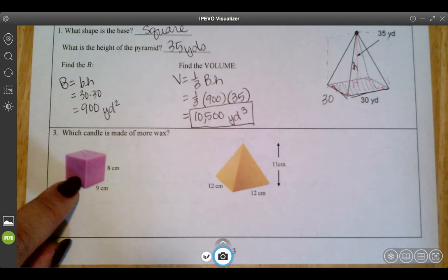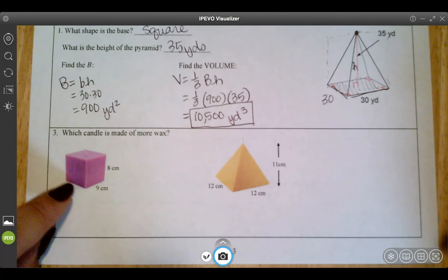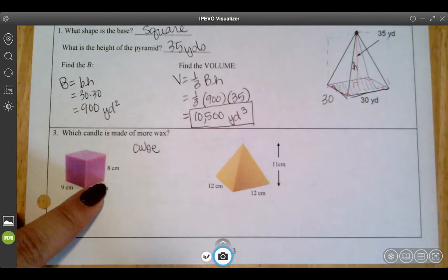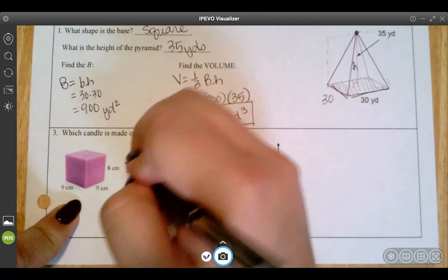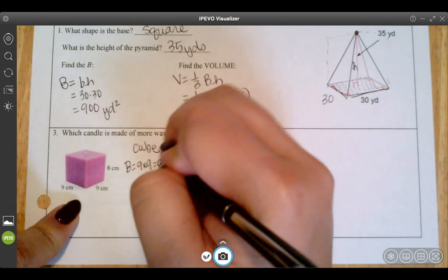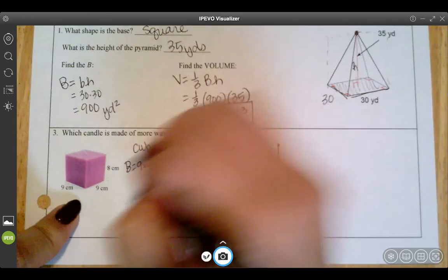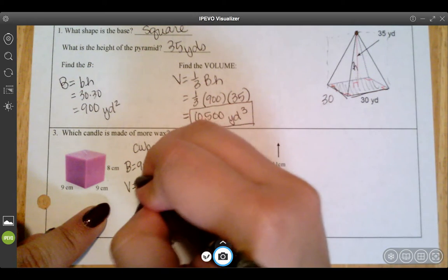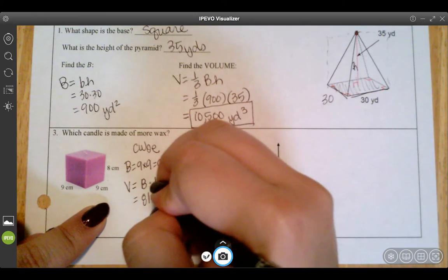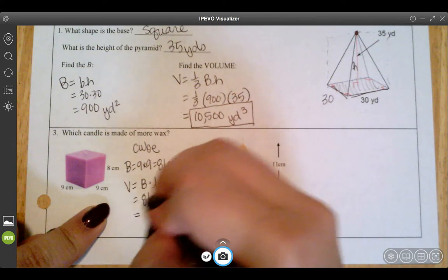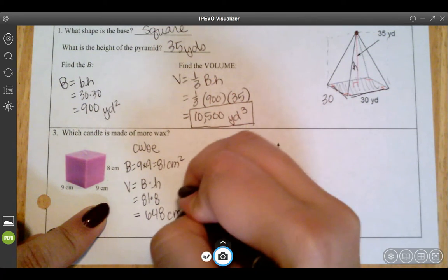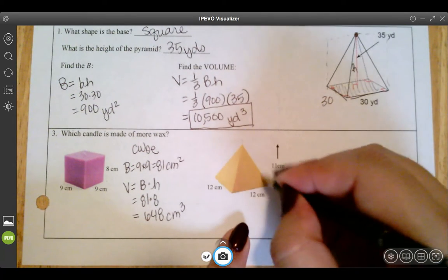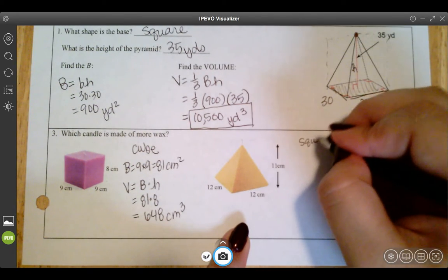So our first candle here is a prism. I can say my base is 9 by 9, so it's a square prism, also known as a cube. And so I'm going to find the base, which is 9 times 9. That's 81 square centimeter base. To find the volume, it's flat on the top, so this is not a 1/3. This is a base times height. So that's 81 times 8, which gives us 648 cubic centimeters.